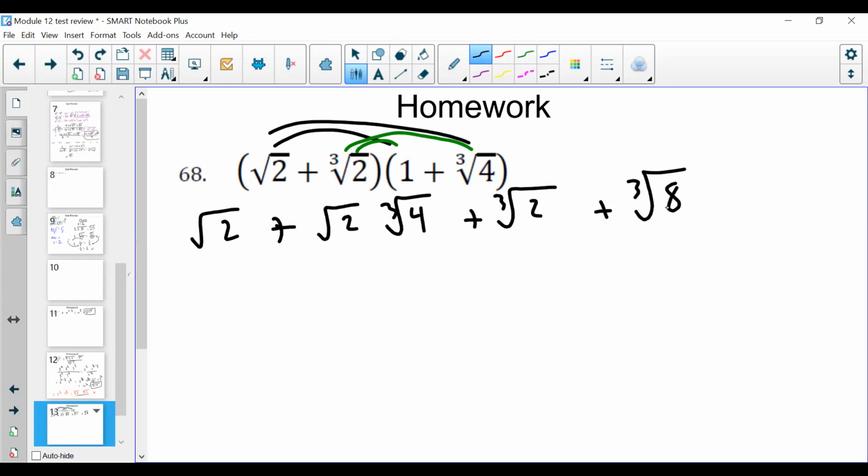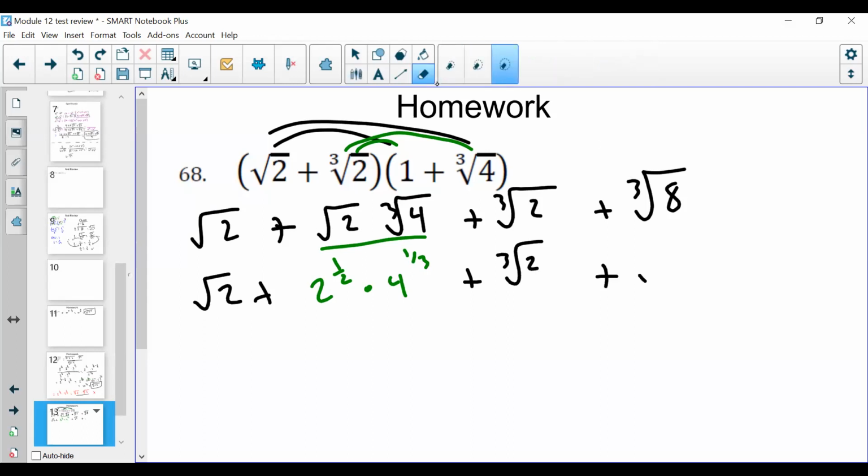So from here, I'm going to add like terms. I have the square root of 2, and then here I want to combine these radicals, because remember, you don't want one term having multiple radicals. You want to combine them if you can. So this part right here, I can rewrite as 2 to the 1/2 multiplied with 4 to the 1/3, and then plus the rest. I can't really do anything with those right now. And the cube root of 8 is 2, actually.